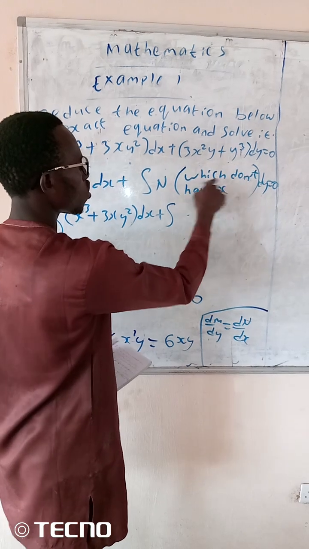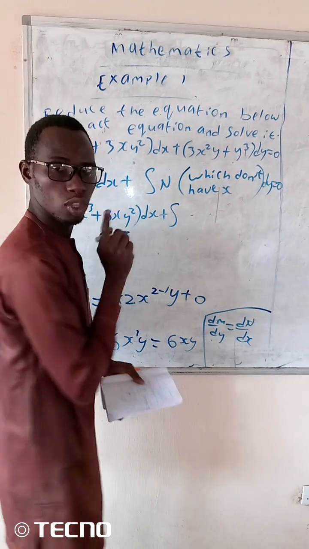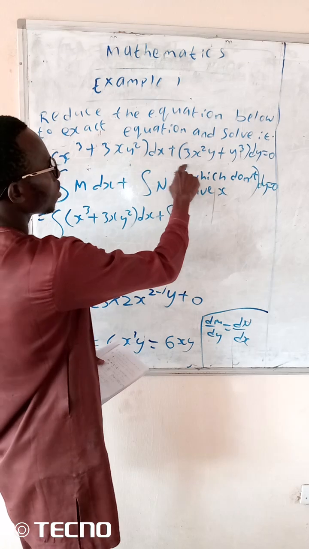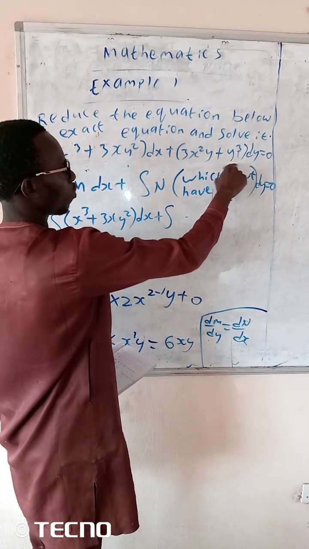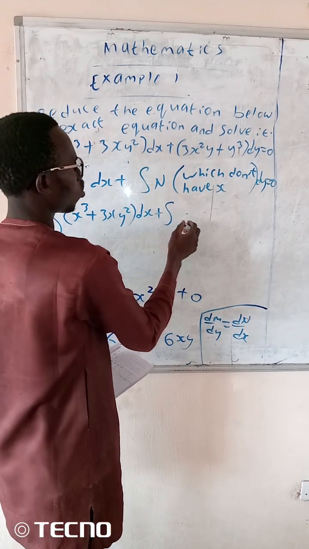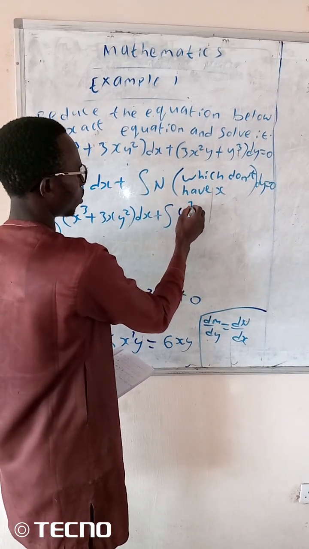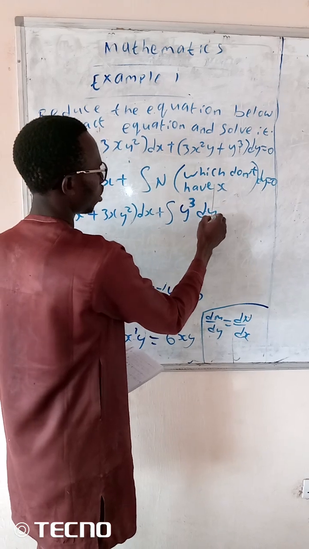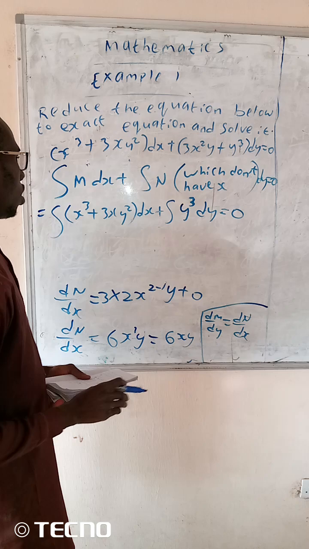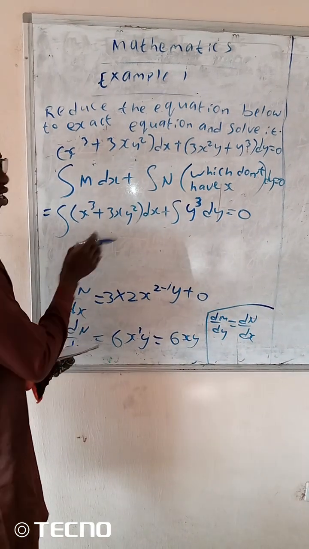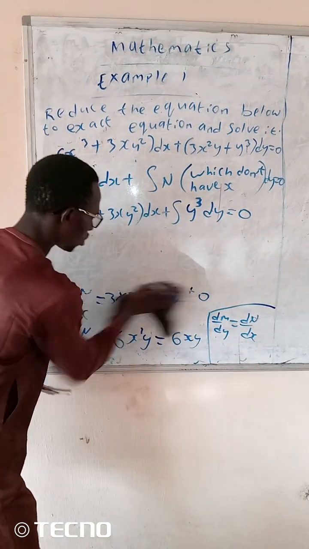Where is n? This is n, right? This second part, which don't have x. The part that don't have x is what we're taking. So this is n, and this part has x, so we're not taking this part. We take this part that doesn't have x. So we have y raised to the power 3 dy. Everything equals 0. So is it clear now? So now let's integrate it.